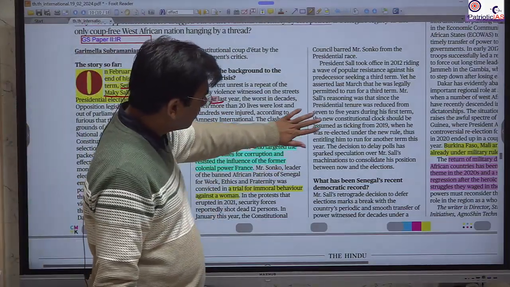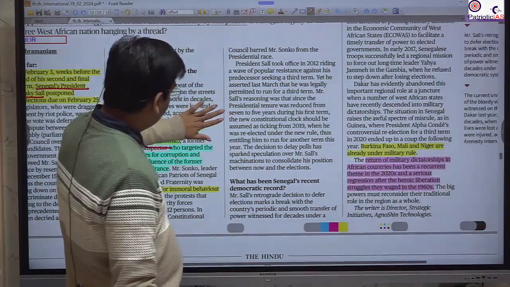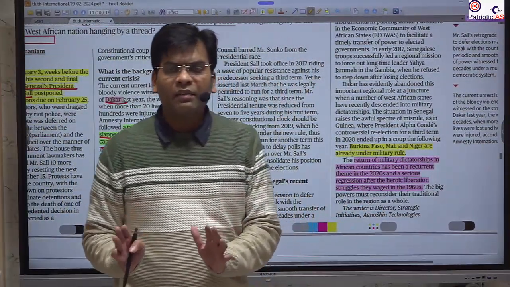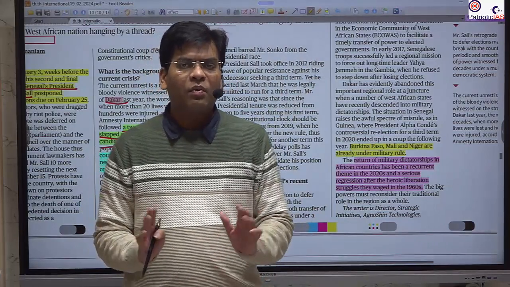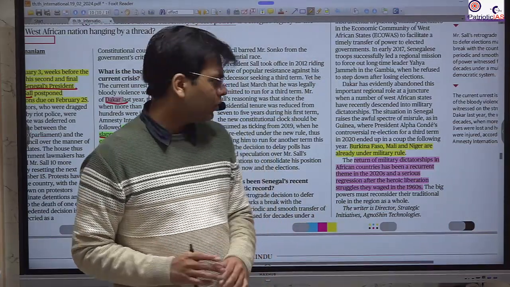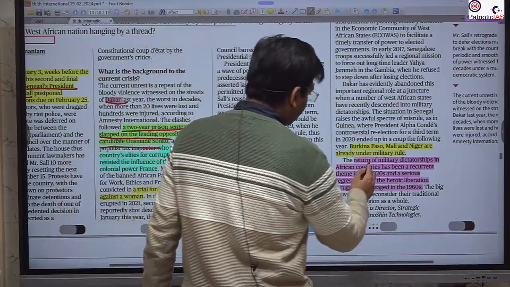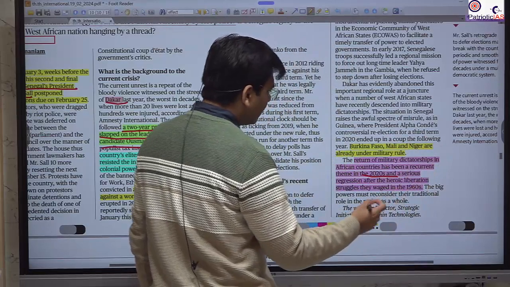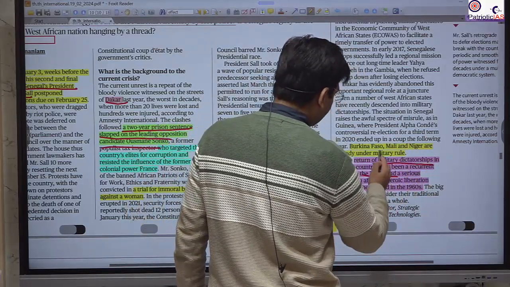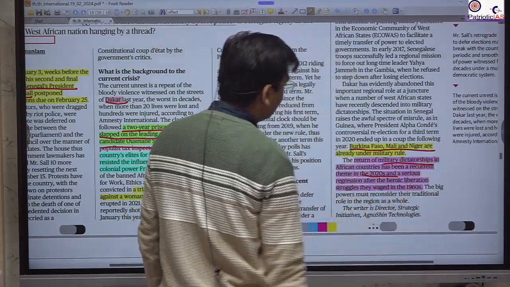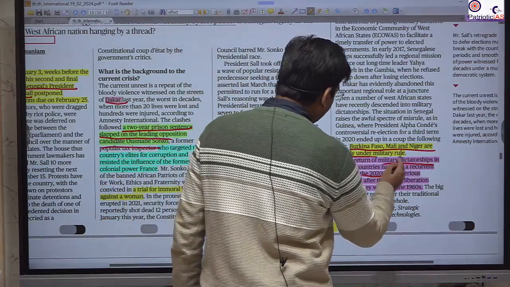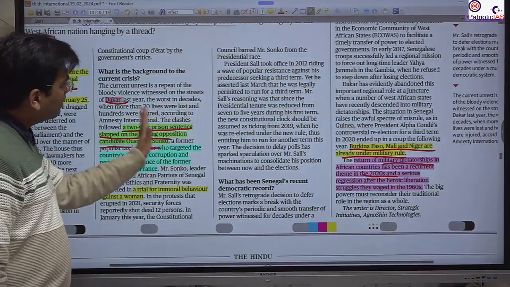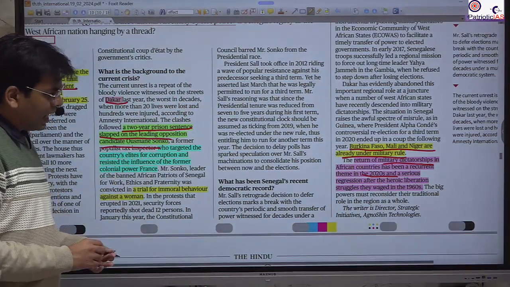UPSC asked a question based on such turmoil, because this year also UPSC gave the names of countries and asked why they are in the news. Here it has given that since 2020 there has been an increase in military dictatorship in Africa, and countries such as Burkina Faso, Mali, Niger are already under military rule, and there is a chance that Senegal can also come, because there is a civil war condition in Senegal as well.